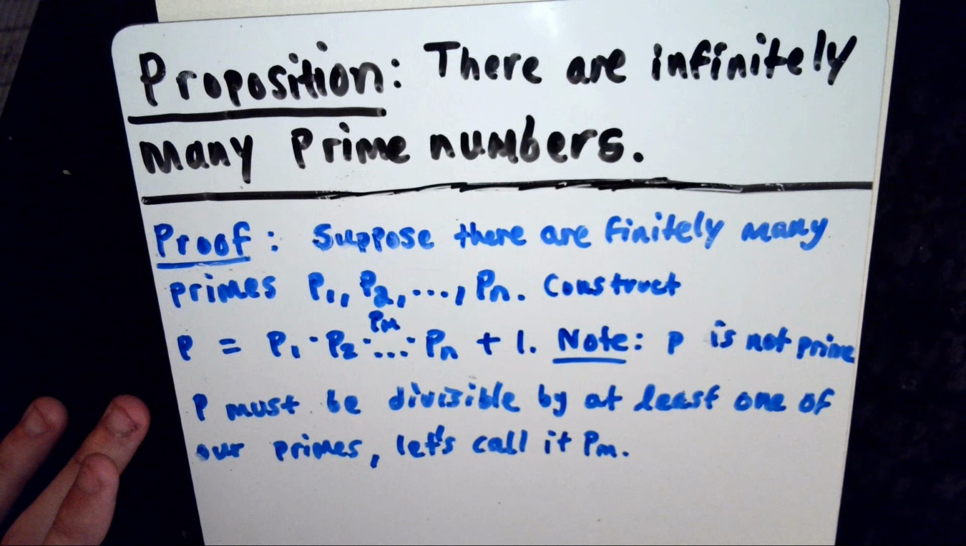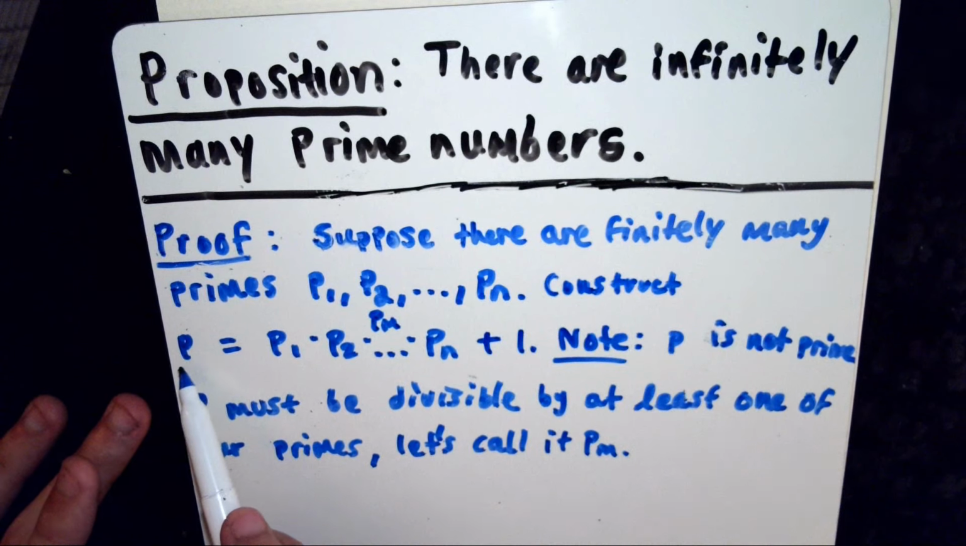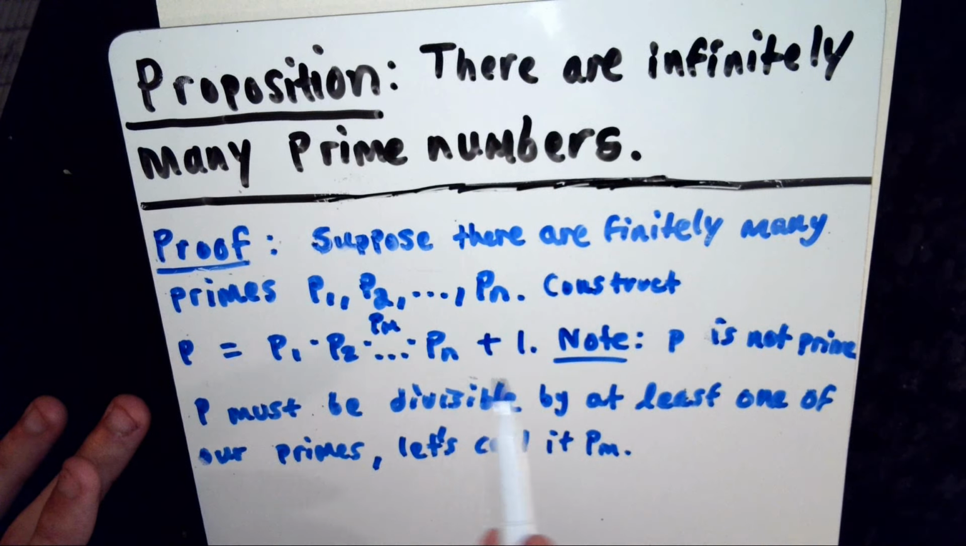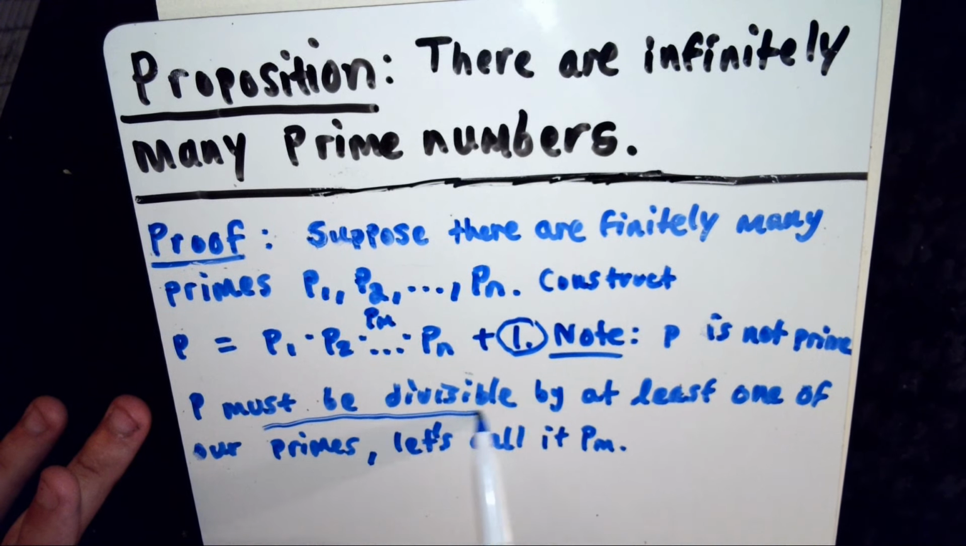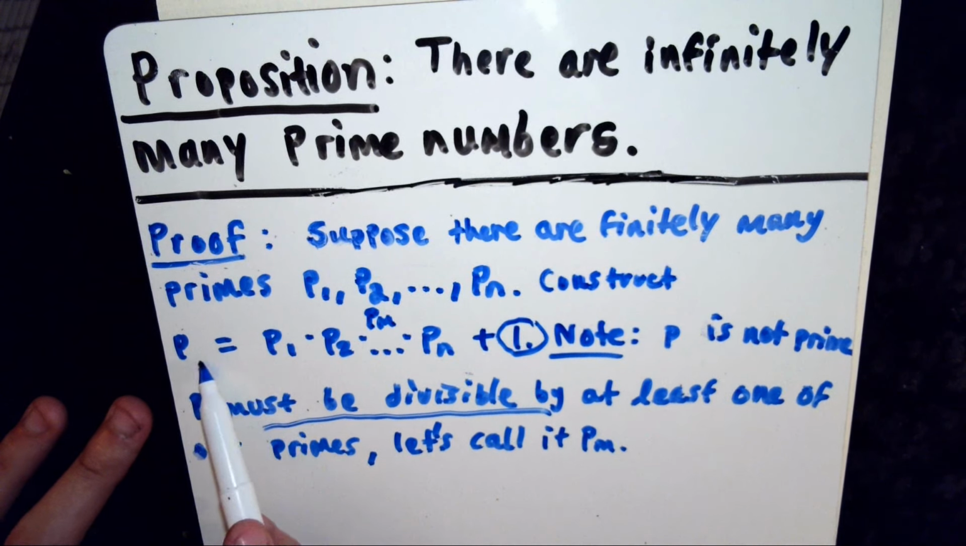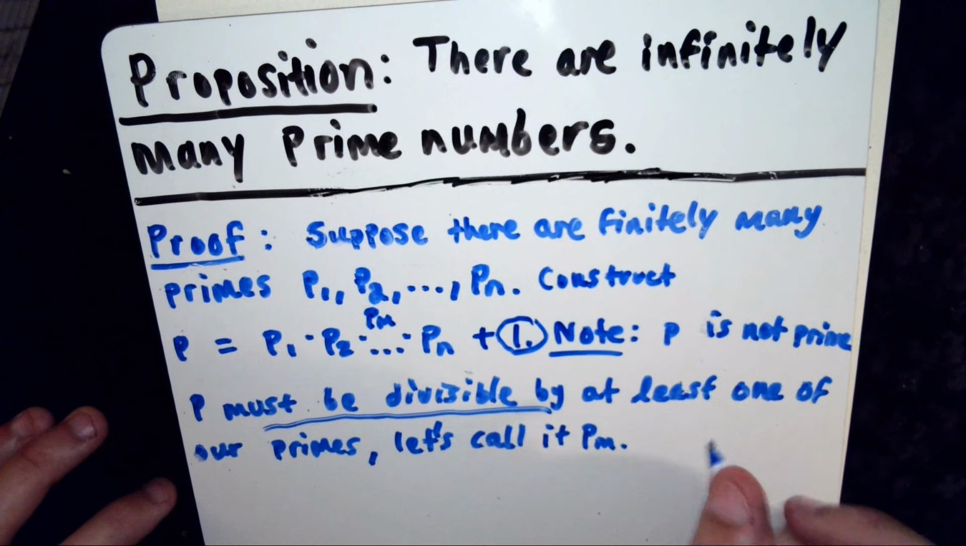But again, this is a contradiction. P is divisible by P sub m, but also when we divide P sub m into P in this expression, we get a remainder of 1. So note, we're saying here that it must be divisible, which means a remainder of 0, but then looking up here, we see that we have a remainder of 1. So therefore, we have a contradiction.